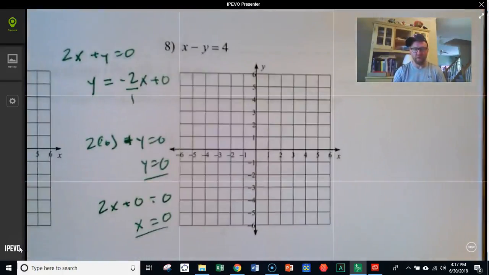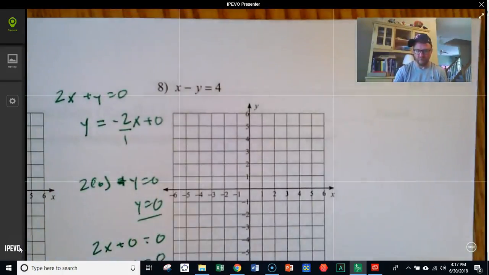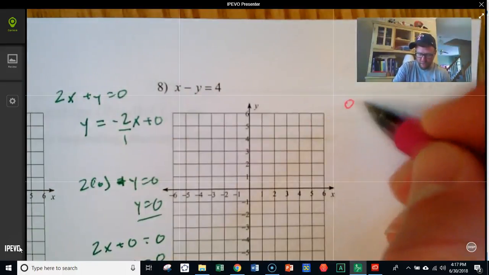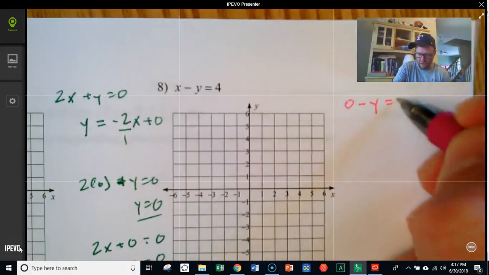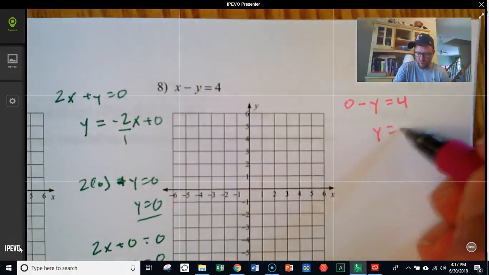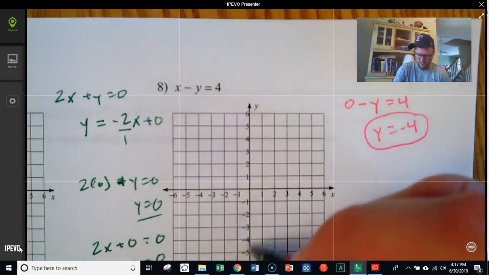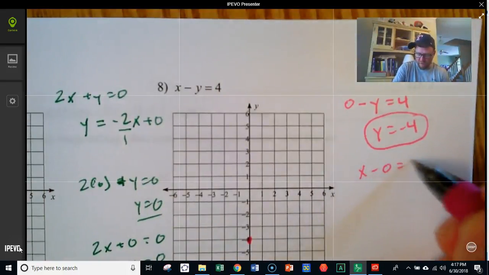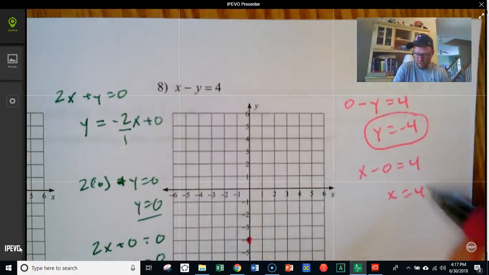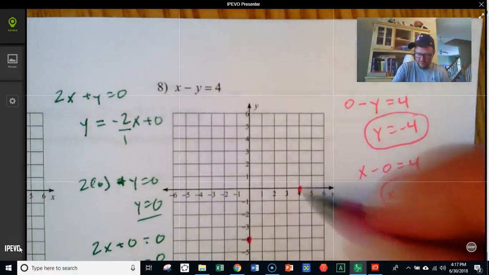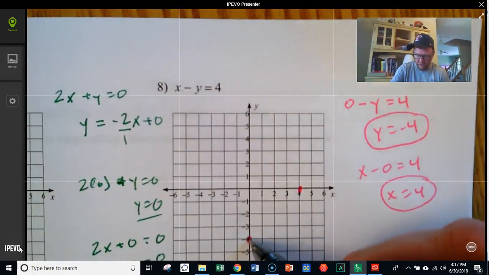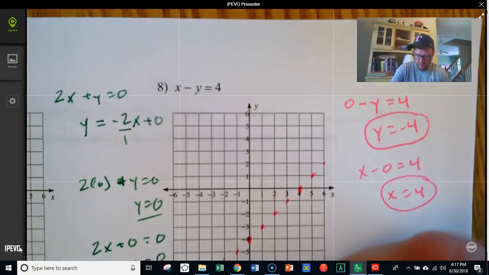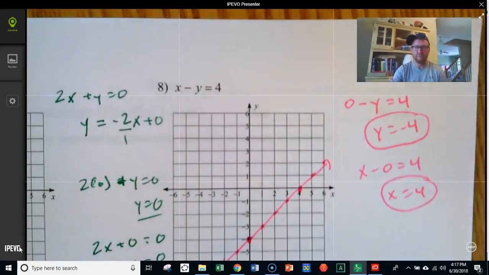Here's an example of one that does work out pretty well using intercepts. So if I replace the x with a 0, I get 0 minus y equals 4, so y equals negative 4. There's my y-intercept. And if I go x minus 0 equals 4, I get x equals 4. I'll plot that. And you can see that this is one of those 45-degree angle lines. Easy to graph.